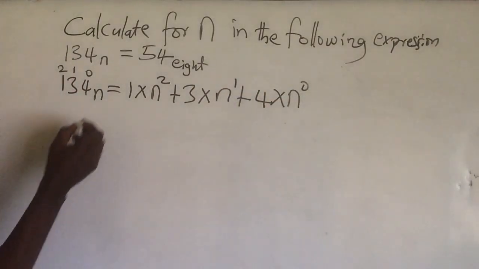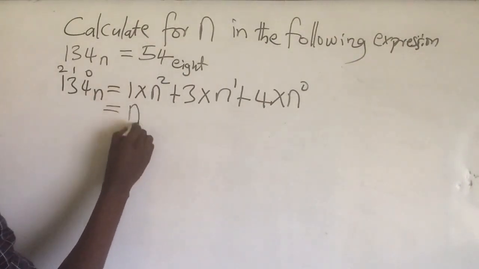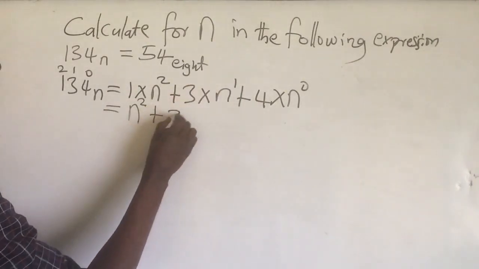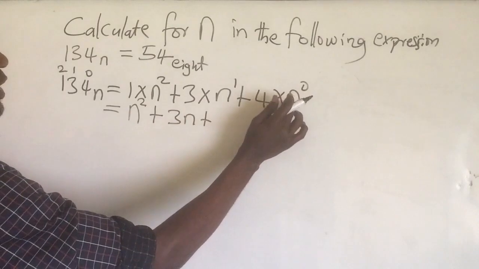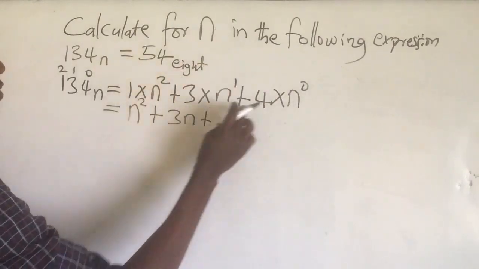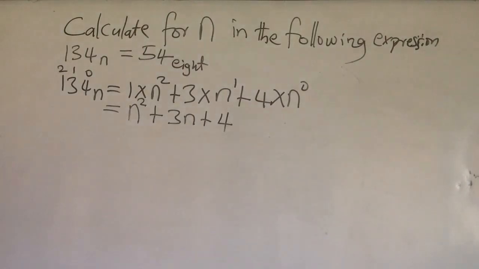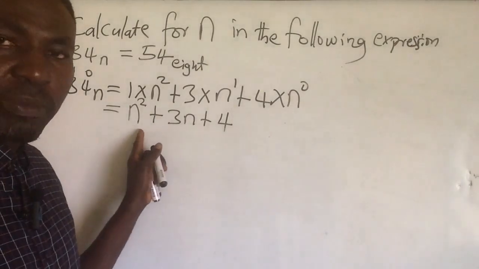We now continue, which equals 1 times n raised to power 2, which is n squared, plus 3 times n is 3n, plus 4 times n raised to power 0. n raised to power 0 is 1, so 4 times 1 is 4. So if you look at this question now, we have succeeded in changing it to base 10.